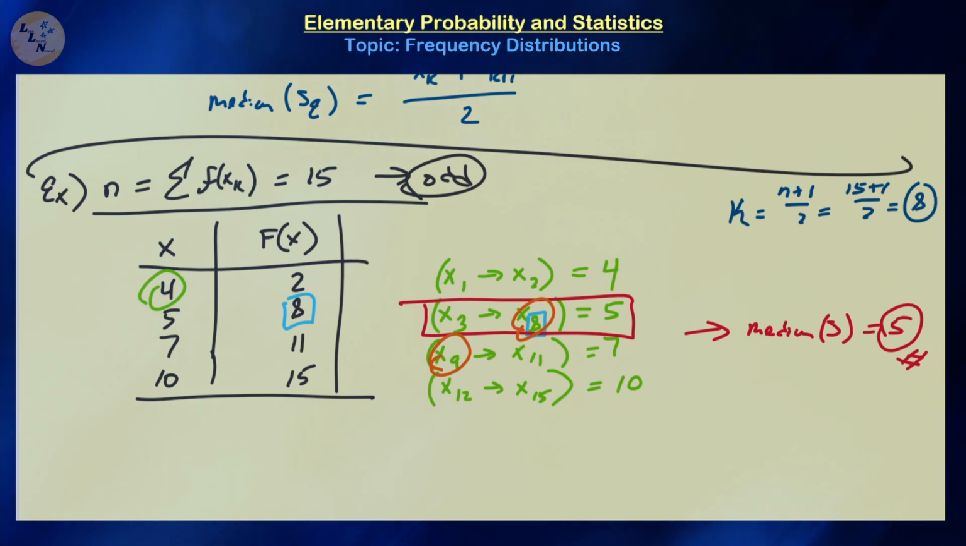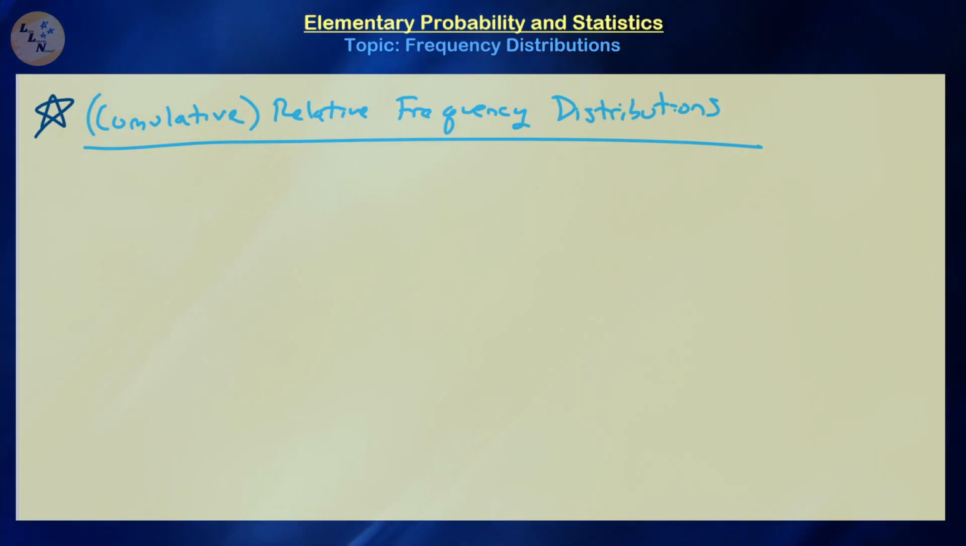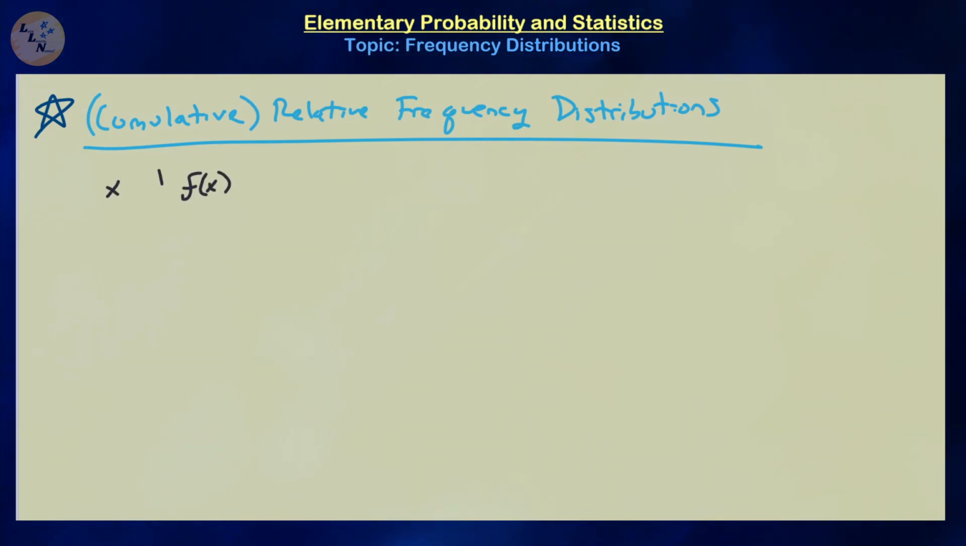So what other applications can we do with frequency distributions? The next application, or I guess you could think of it as an extension of the frequency distribution, is relative frequency distributions and cumulative relative frequency distributions. Let's start off with the same exact starting point as before. We have x and the frequency distribution of that particular value of x. We're going to use the same example, 4, 5, 7, and 10, for the frequencies 2, 6, 3, and 4.